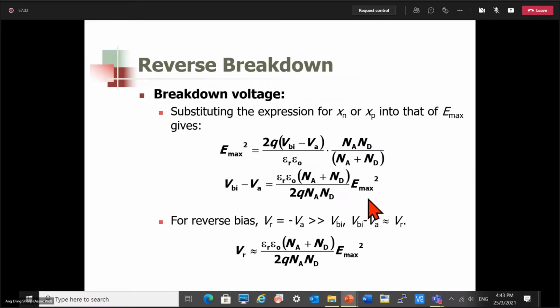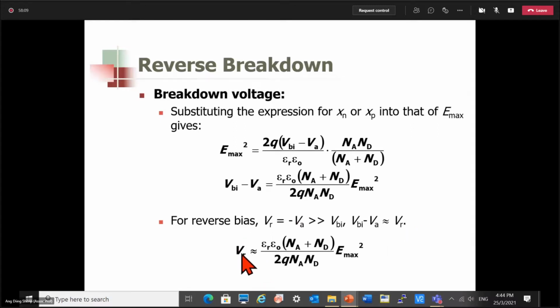Now, what we can do is that since the parameter of interest here is actually the reverse bias voltage VA, we can bring the voltage term to the left and the rest of the terms to the right. At this juncture, it is possible to make an approximation because the reverse bias generally is much higher than the built-in voltage. If it gets 10 times or more higher, we can neglect the VBI term and keep only the minus VA term. All right, and we can set minus VA to be VR, which is the reverse bias voltage.